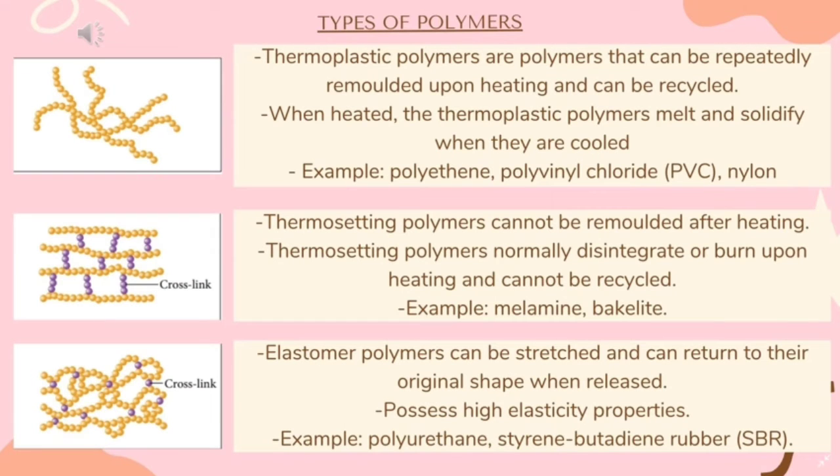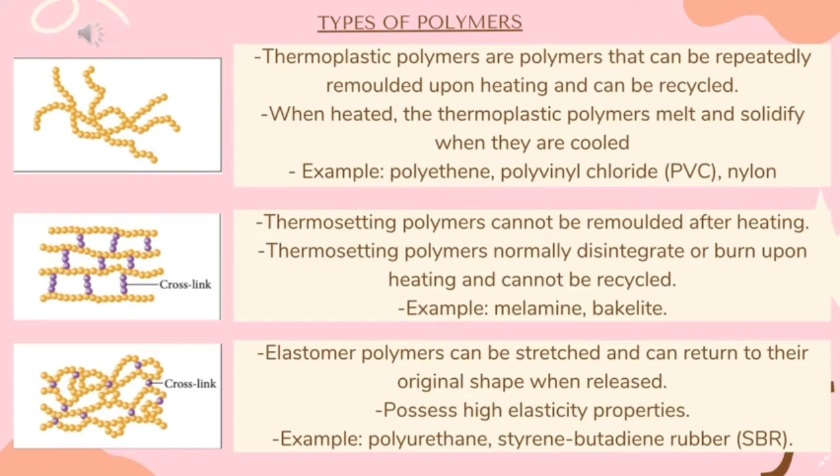Now we're going to get into types of polymers. So there are three types of polymers. The first one is thermoplastic polymers. Thermoplastic polymers are polymers that can be repeatedly remolded upon heating and can be recycled. When heated, the thermoplastic polymers melt and solidify when they are cooled.